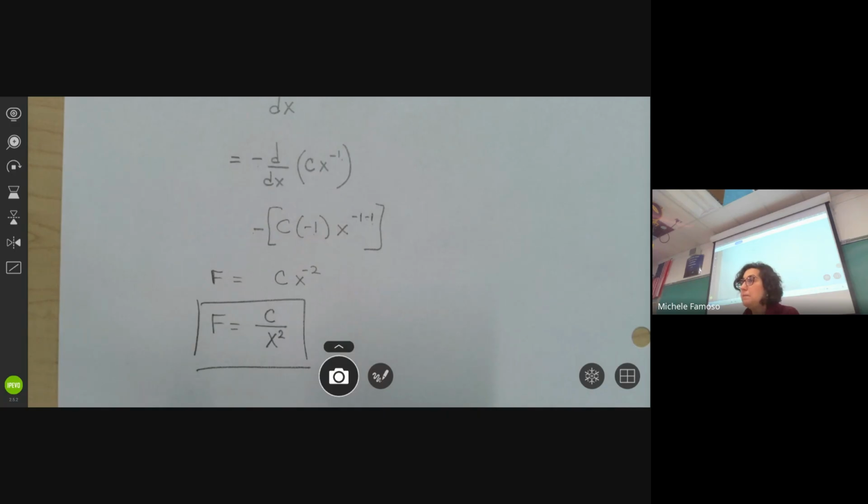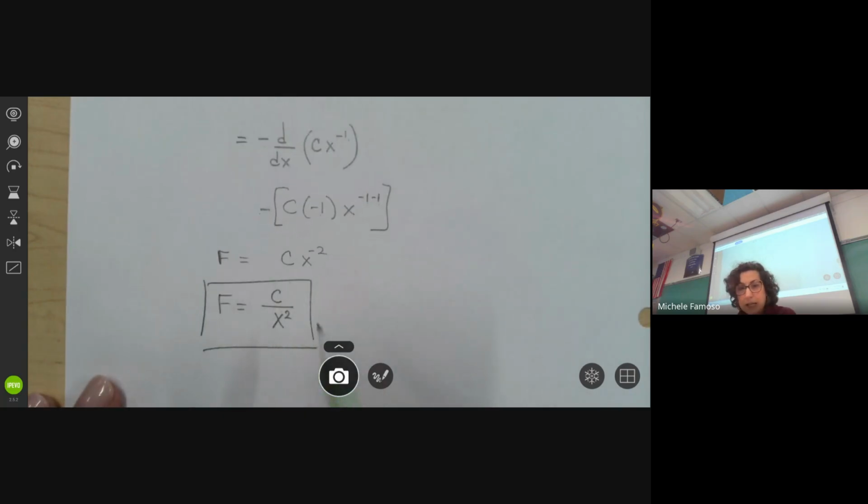Okay? You all right with that? Okay, let's now look at part B. Part B says, is this force directed toward the origin or away from it? I want you to think about this for a minute.